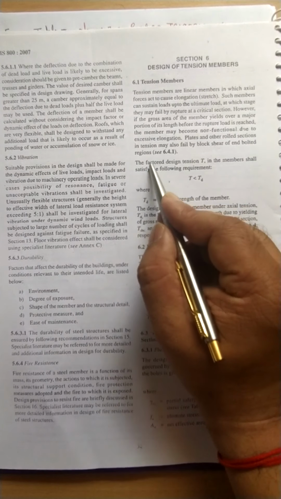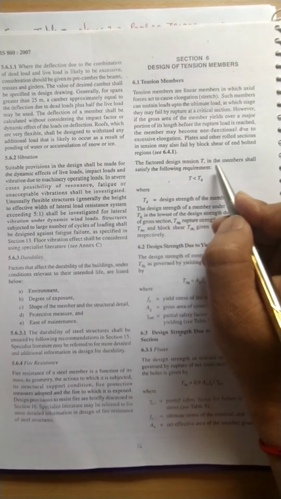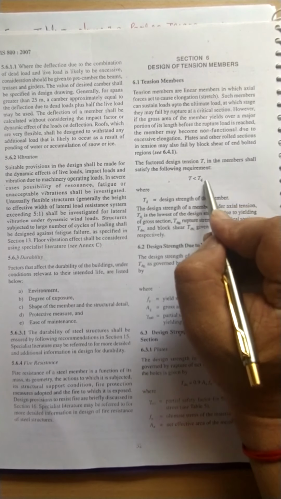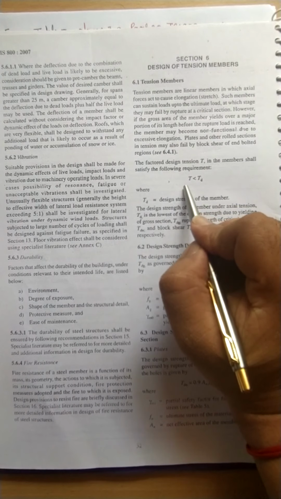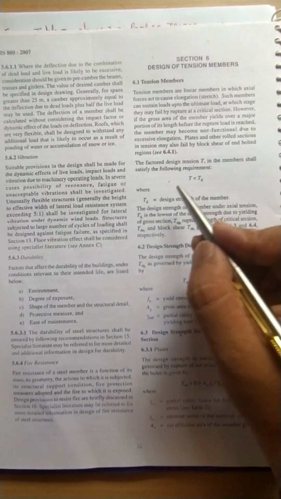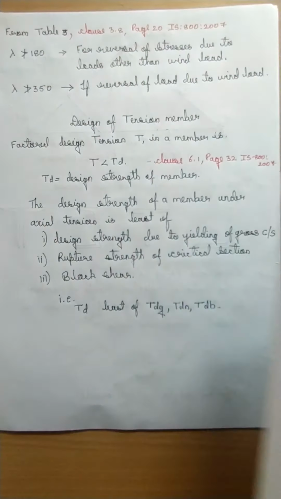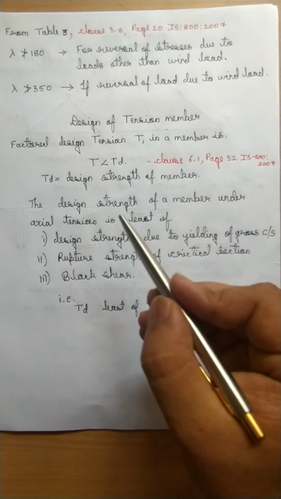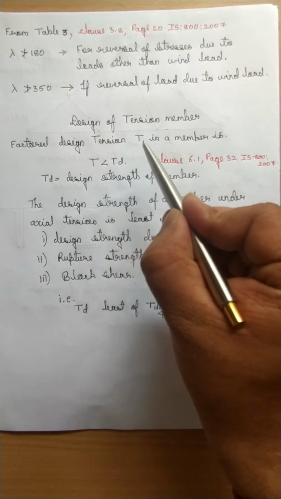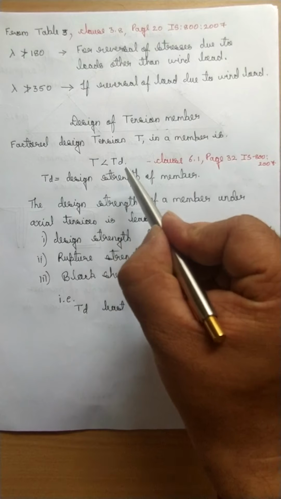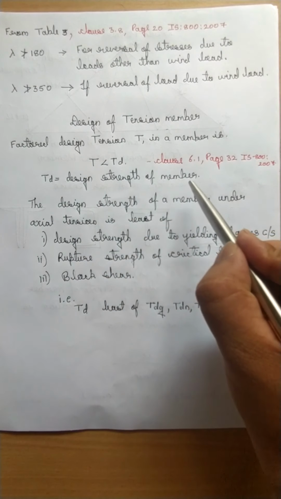Now, the factored design tension T in the member should satisfy the following requirement: T should be less than TD, where TD is the design strength of the member. The same thing I have written here. So, the factored design tension T in a member is less than TD, and TD is nothing but the design strength of the member.